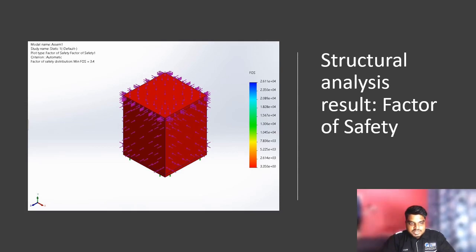The factor of safety is a ratio of the material yield strength or ultimate strength to the maximum stress the structure is experiencing. So if the FOS is less than 1, it means the stress is greater than the material strength, and thus it is in a state of failure. So in this case, we have the first factor of safety less than 1. It has a minimum factor of safety of 3.350 times 10 to the power of 0 and a maximum factor of safety of 2.611 times 10 to the power of 4.